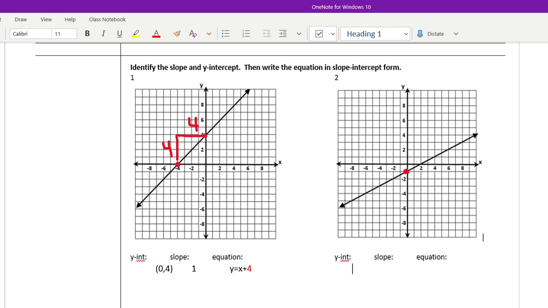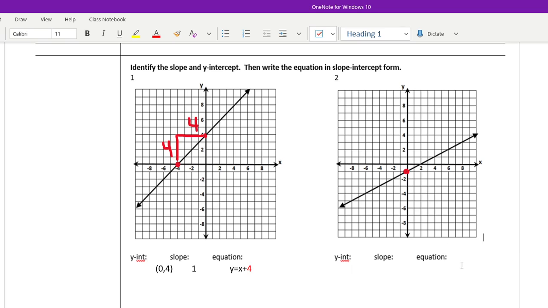So looking at this, my y-intercept was 4, or 0, 4, sorry. It is a location, so I have to use it as an ordered pair. My slope, after choosing 2 points and turning them into a fraction of rise over run, I get a slope of 1. And when I plug into the equation, the only thing that is shown is my plus 4. So I have y equals x plus 4.